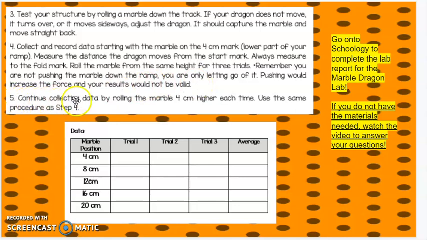5. Continue collecting data by rolling the marble 4 centimeters higher each time. Use the same procedure as step 4. So notice down in our data table right here, you start at 4 centimeters, then move to 8 centimeters, then 12, 16, and 20 on your ruler. Please do 3 trials and then average out your 3. Take trial 1, trial 2, trial 3, add them together, and divide by 3, and then give your answer here.